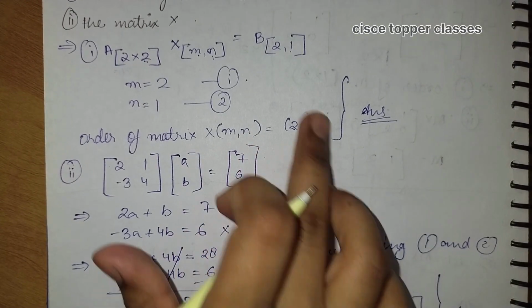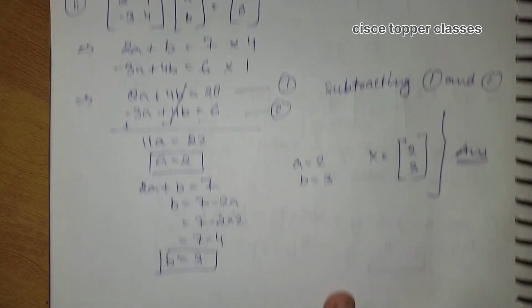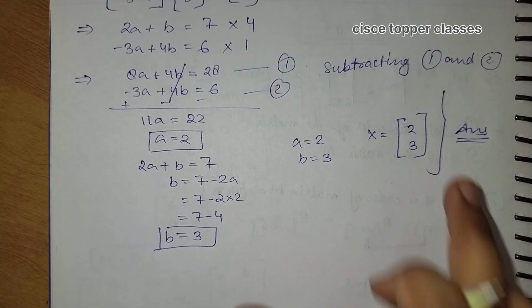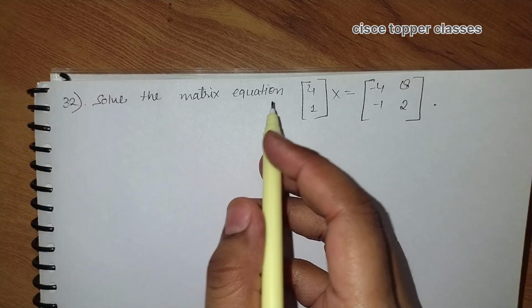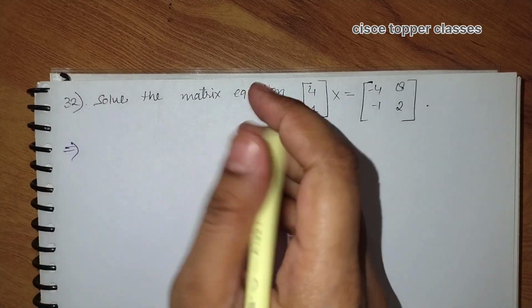Firstly, we have to find the order. We have found it, and that matrix X also we have found in this question. Let us solve question number 32. We have to solve the matrix equation given to us.